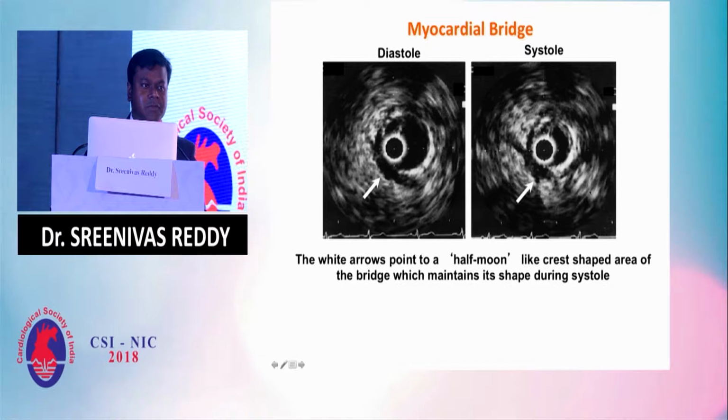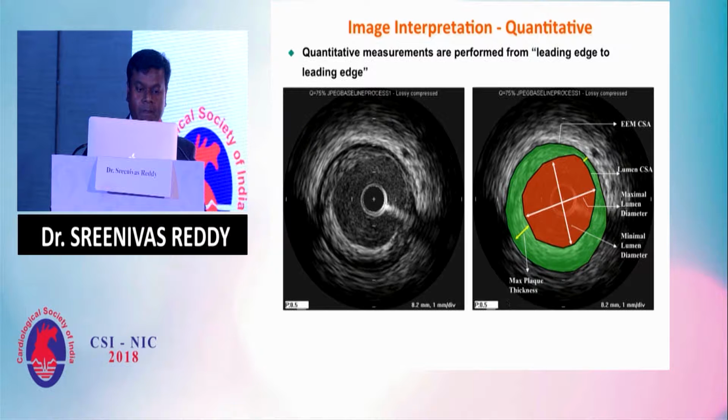And the myocardial bridge, which we routinely see, you have a white arrow pointing to a half-moon, crescent-shaped appearance, which appears even during systole. So what is the other quantitative imaging? Whenever you look, the measurements given are MLD, minimal lumen diameter, maximum lumen diameter, and the cross-sectional areas.